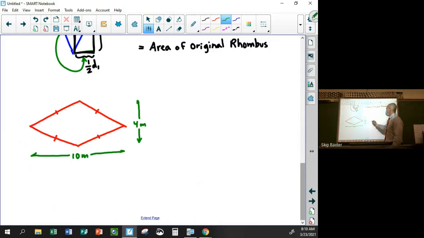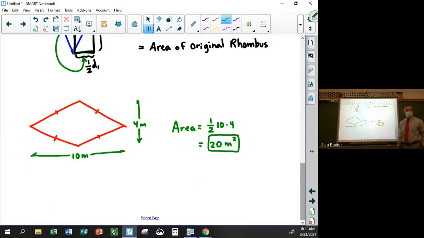In which case, the area would be 1/2 10 times 4. And it doesn't matter if you switch the 10 and the 4. Multiplication is commutative. It doesn't matter which one's D1 and which one's D2. This is just half of 40, so the answer is 20 square meters. Super easy.